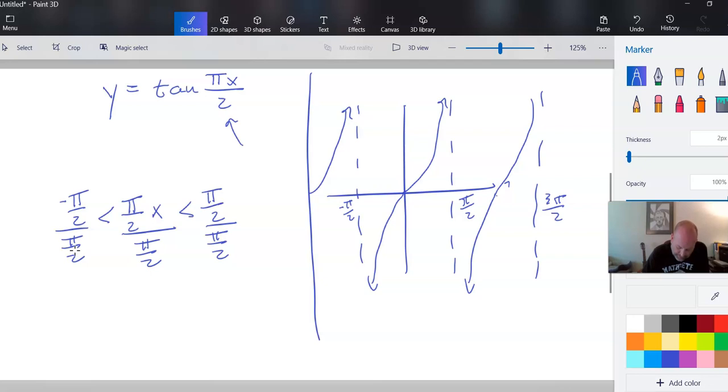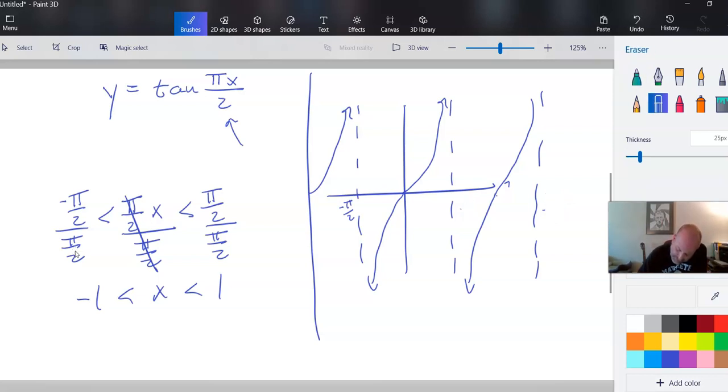Right? So it's basically a number divided by itself all the way across. That cancels. This is negative 1 to x to 1. So what that means is now this tangent curve, instead of having its asymptotes at these values, they've been moved to negative 1. Let me switch colors so it stands out.